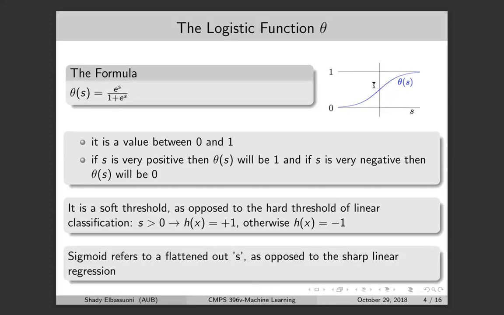Okay, this function is called sigmoid, the logistic function theta, and it refers to a flattened out S as opposed to the sharp linear regression line. Very sharp line, this is a smooth line, if you wish.